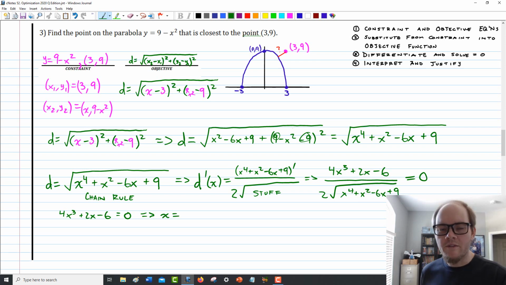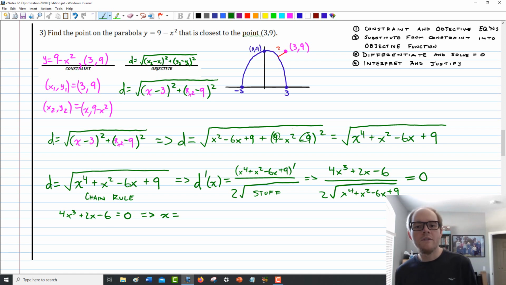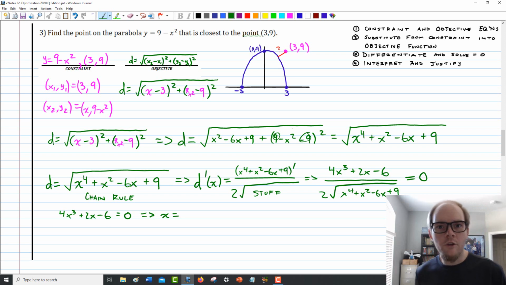Now, I don't have a good way to solve this for you that doesn't require us to use P and Q, all that good stuff, the rational roots test. But I do want to point out that 4 plus 2 minus 6 does equal 0, which tells me that one such solution is x equals 1. This is, in fact, the solution that I was looking for.